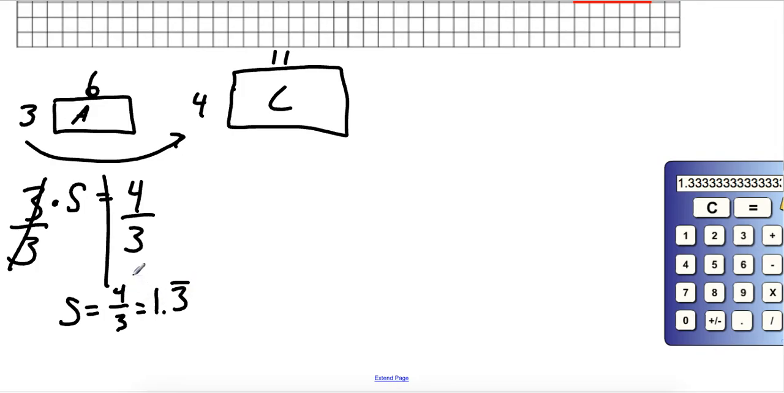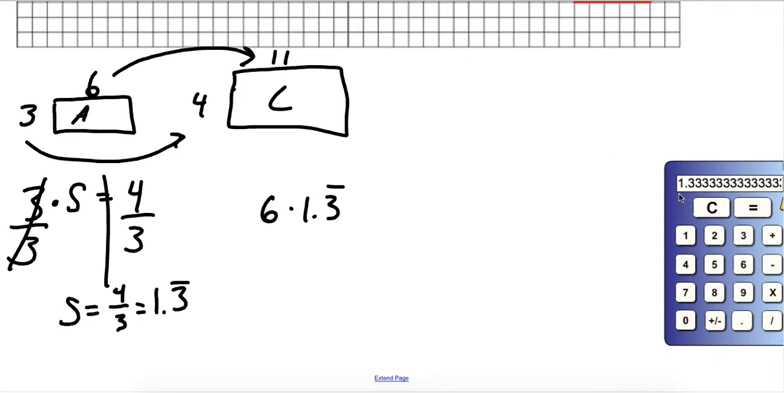So on your worksheet or on your homework or any assignment, you can either put the fraction or you can put what you arrive at on your calculator. Now I want to see if the corresponding sides 6 and 11 share that same scale factor, because if they do, then I do have two similar figures. So I'm going to check if 6 times 1.3 repeating will give me 11.